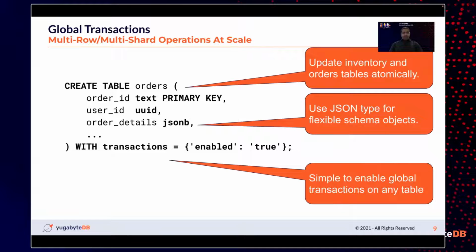As we discussed earlier, when we say distributed transactions, we are talking about the ability to run queries atomically on multiple shards. And in Yugabyte, we can easily enable distributed transactions by enabling the transactions on the table.